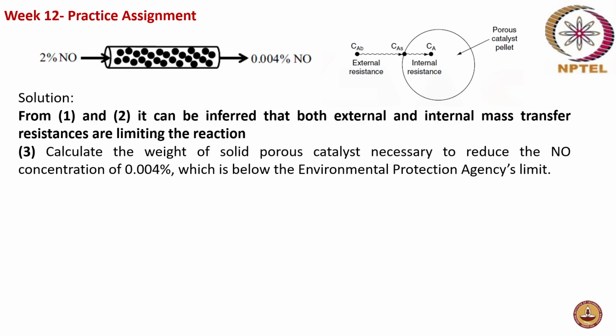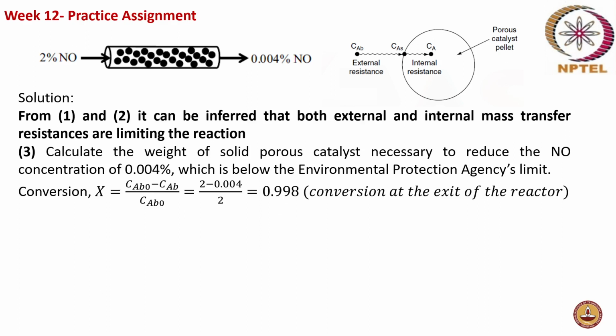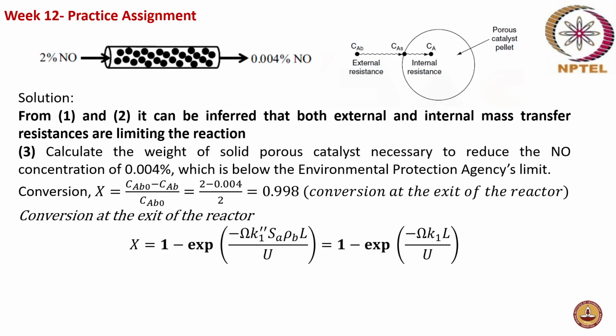Okay. Now we have to calculate the weight of the porous catalyst. So conversion, we know the initial and final concentration of the nitric oxide, from this you got the conversion to be 0.998. The conversion at the exit of the reactor is given by x is equal to 1 minus exponential of minus omega into k1 double prime into SA into rho B into L by U. Okay. So this can also be rewritten as 1 minus exponential of minus omega into k1 into L by U, where L is the length of the reactor, U is the superficial velocity, omega is the overall effectiveness factor, and k1 is the specific reaction rate constant.